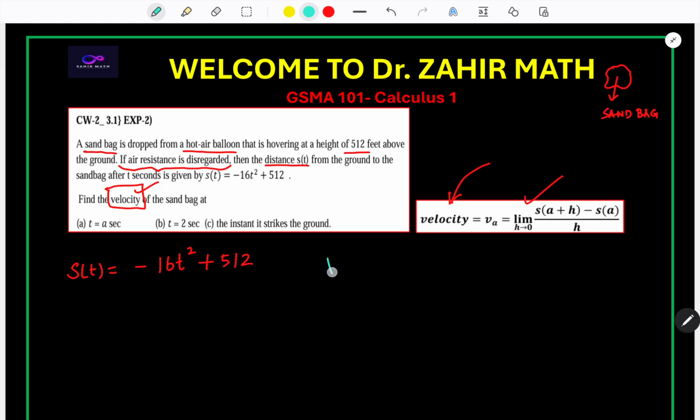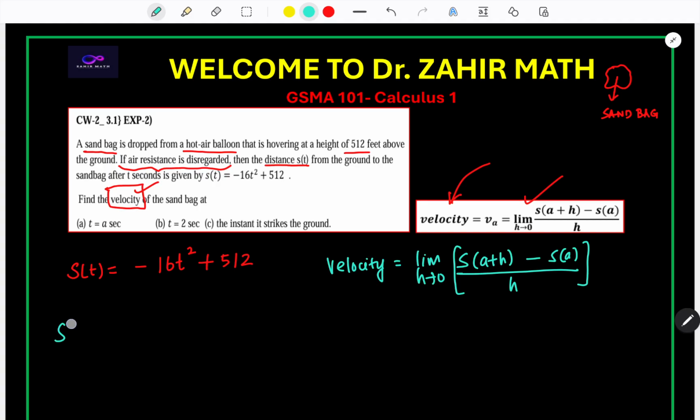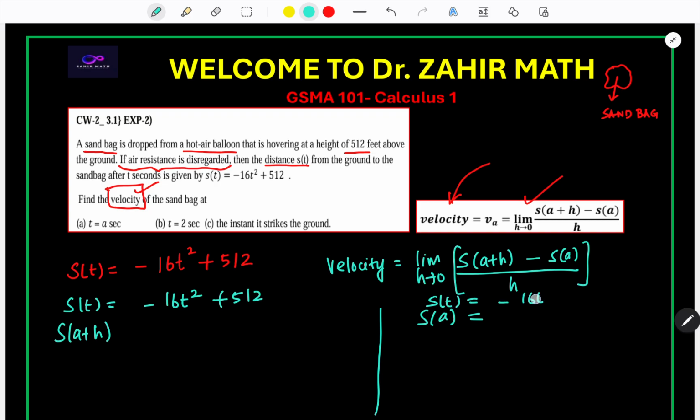Velocity is equal to limit h tends to 0 of s of a plus h minus s of a divided by h, right? The same idea. So what we are going to do, we are calculating s of a plus h, and then we are calculating s of a. So what is your s of t, which is minus 16 t square plus 512.